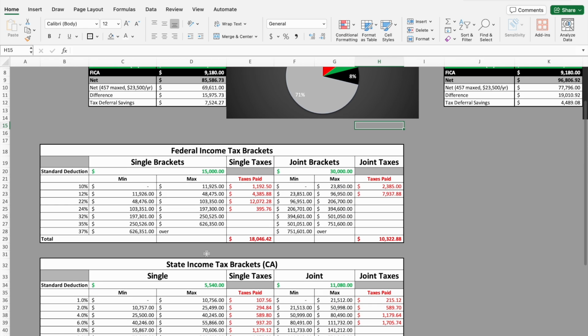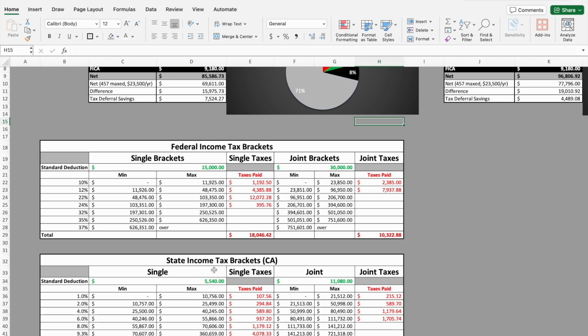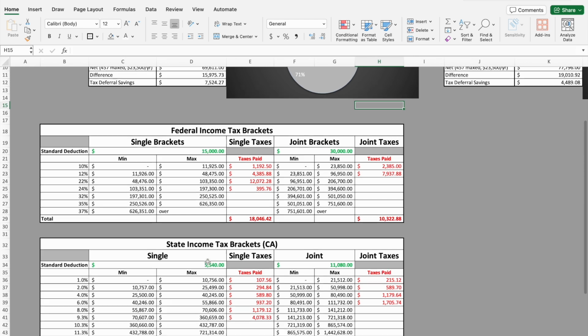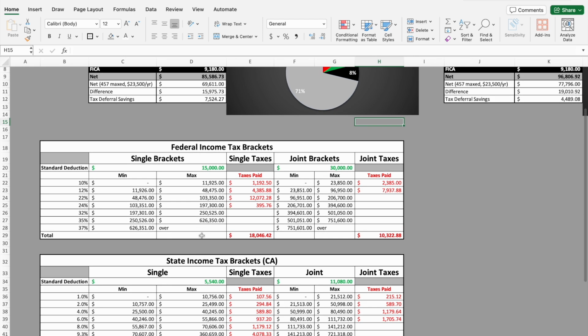Okay. For state, it's lower. They're allowing you to lower it by $5,500. So instead of making $120,000, this person makes $115,000 is how the state's going to be taxing you on it, at least for a single person.